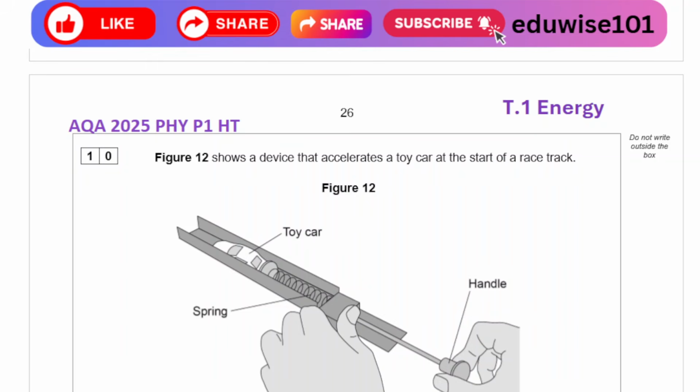In this video, I'm going to go through the AQA Physics Paper 1 Higher Tier from 2025. Question number 10 is on the topic of energy. Figure 12 shows a device that accelerates a toy car at the start of a racetrack.